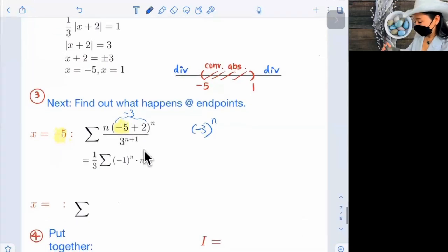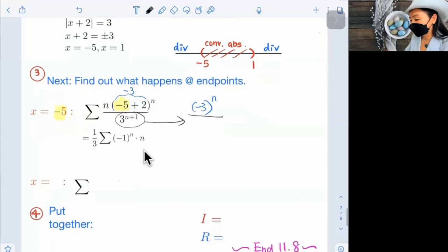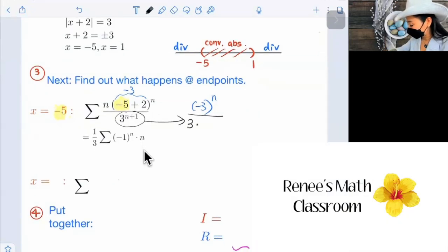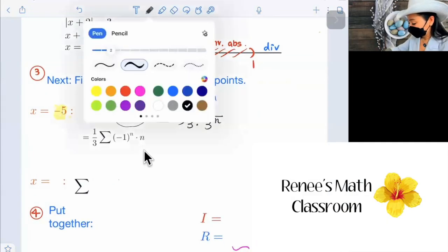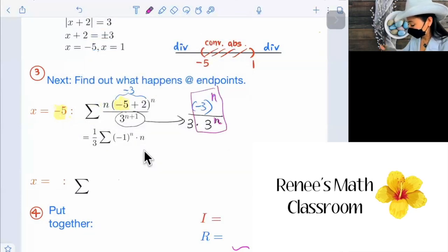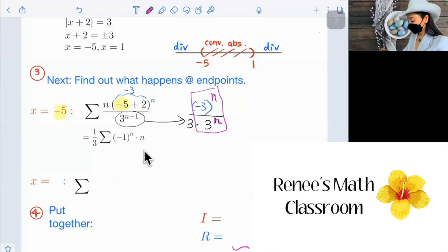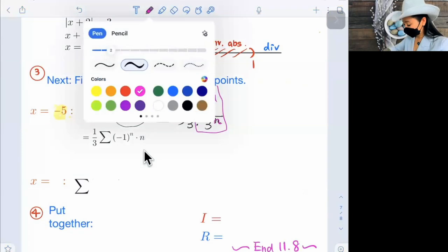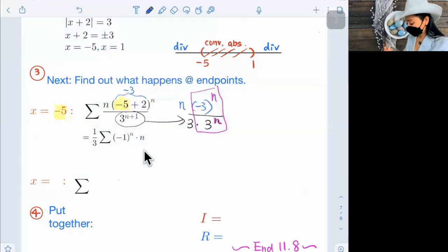Now down here, what do I have? What happened to this 3 to the n plus 1 power? It's the same as 3 times 3 to the n power. This one to the n power, this one to the n power, we can group them together, right? So group them together, what do you have? Don't forget there's an n also over here. That's an n.